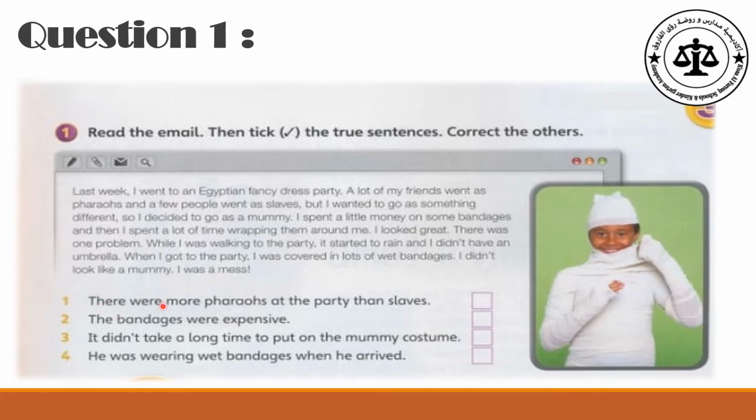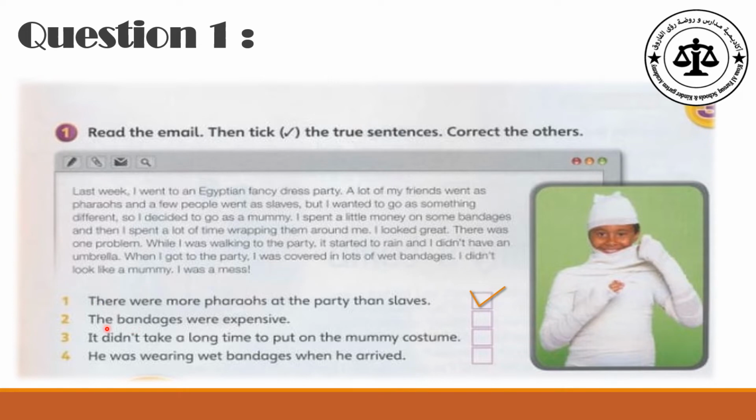Number 1. There were more pharaohs at the party than slaves. Look at this sentence: a lot of my friends went as pharaohs. Remember the meaning of a lot of. This is a large number of something, but a few is a small amount of something. So this sentence is true.